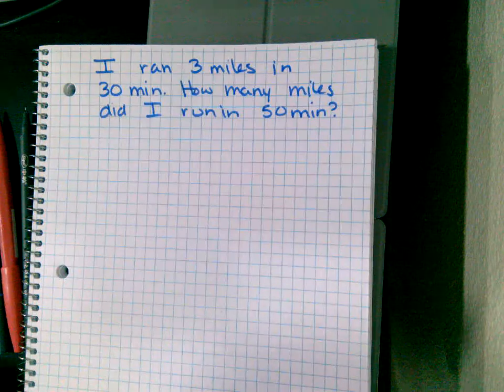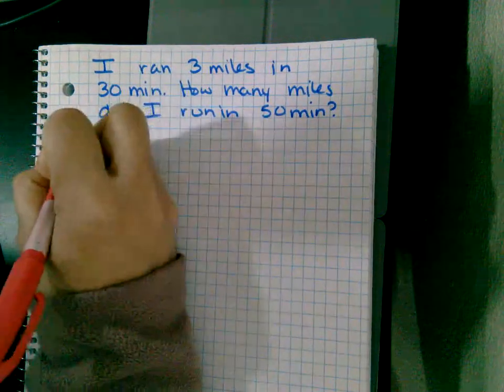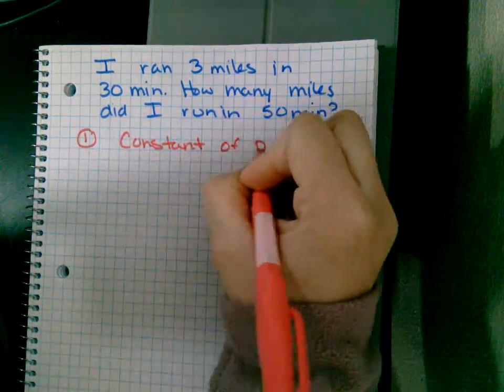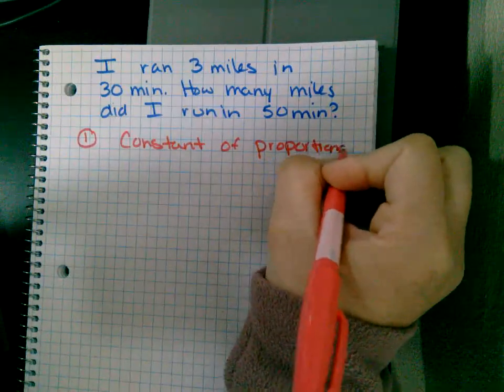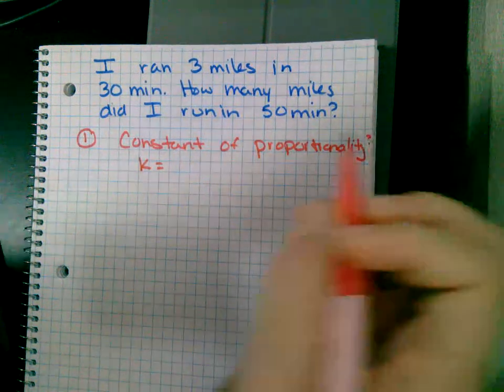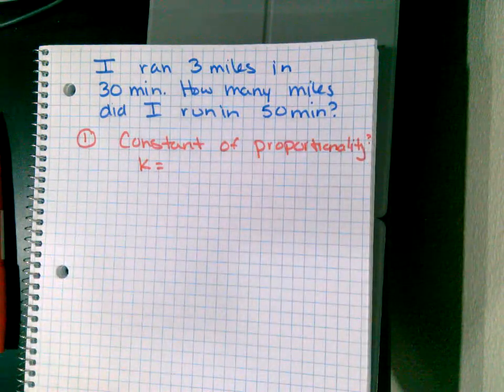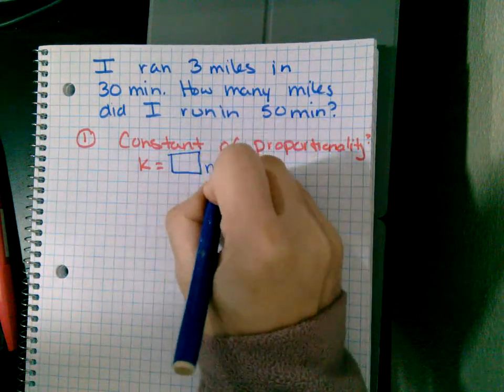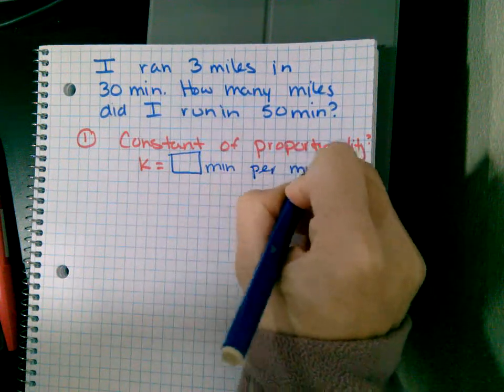Okay. So first thing I want you to do is, what is the constant of proportionality? What is K equal to? Constant of proportionality. How many minutes did it take me to run 1 mile? How many minutes per mile?